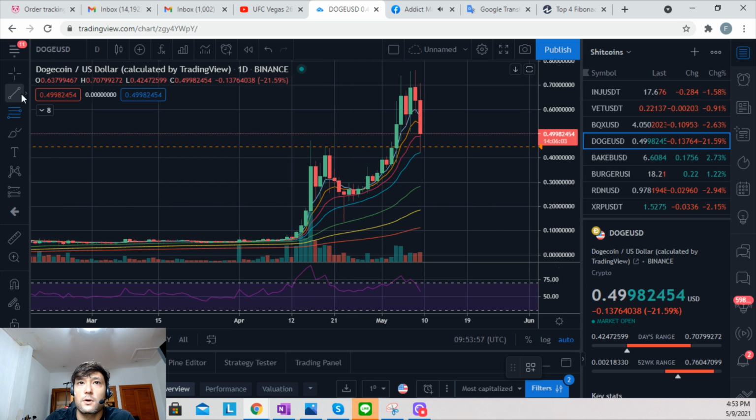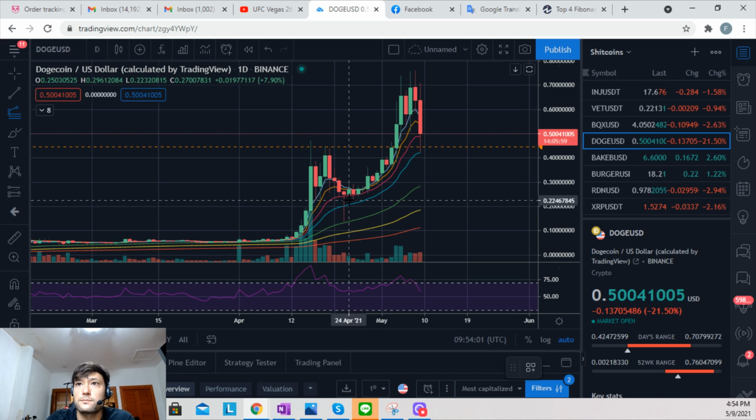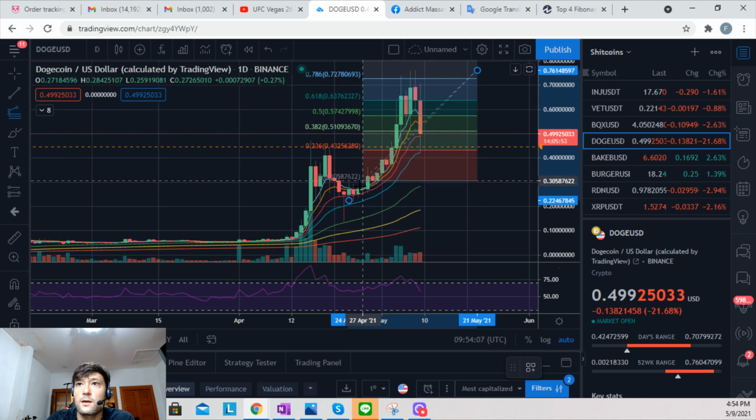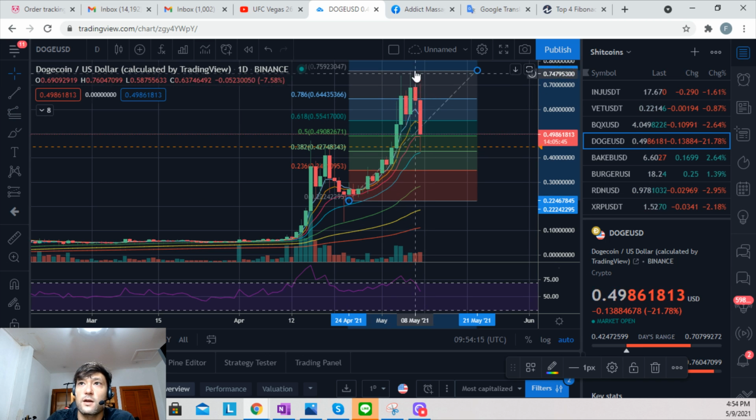So I'm going to draw it out here. Let me just make sure I'm using the right one. There we go, the trend base. And what I'm going to do is I'm going to draw the Fibonacci lines in starting from the bottom wick at the bottom of the initial run up, and then drawing it all the way up to the top wick of the candle at the turnaround or the pullback, right?